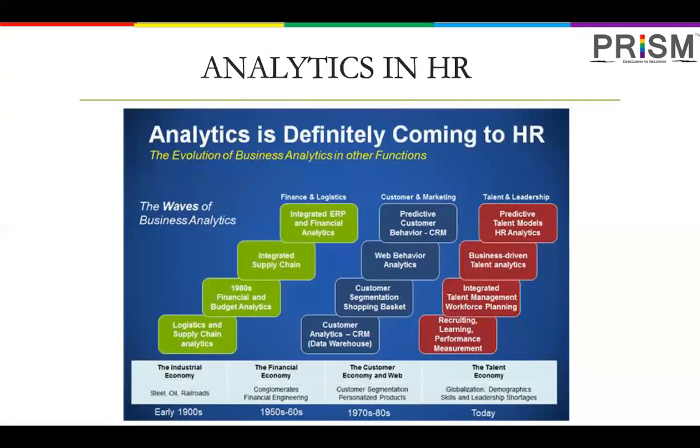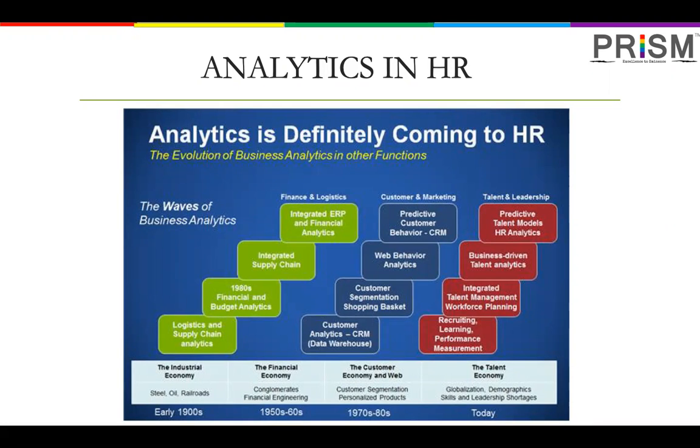Now, in the early 90s, you will find that it was an industrial economy, and railroads, oil, and steel were very much in demand, and people were focusing on this set of elements. You will find that logistics started playing a very crucial and important role. So from supply chain analytics, it moved towards budget analytics, then towards the supply chain integration approach. And finally, you will find that an integrated ERP system with financial analytics came into being.